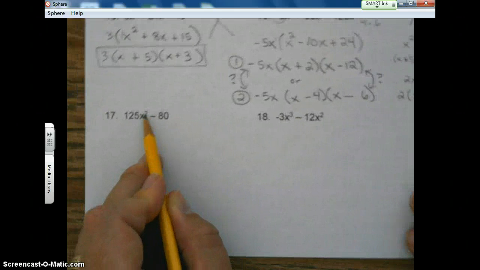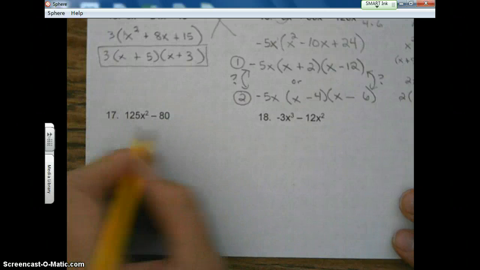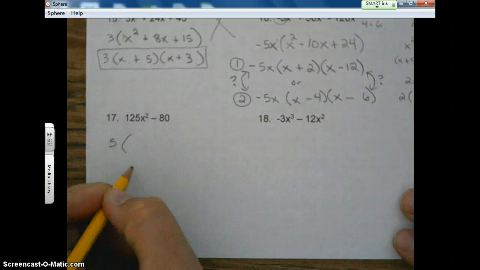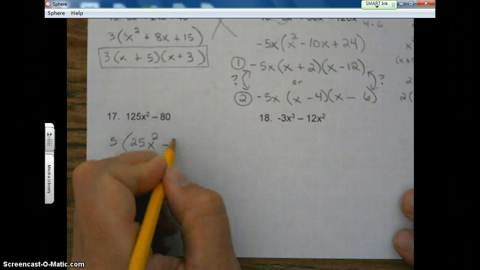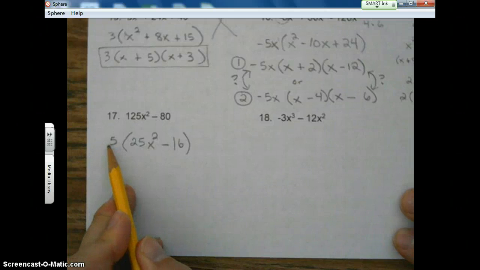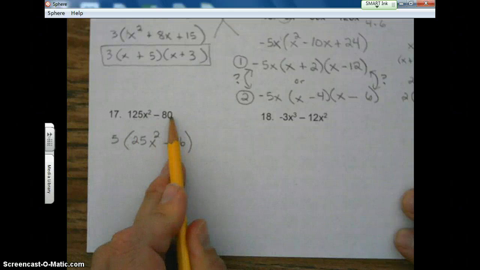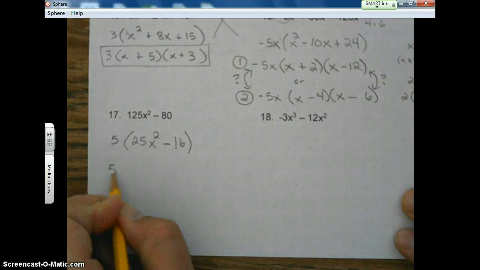Or, we could think, is there a number that I could factor out of both of these terms? Well, the one that comes to my mind first is a 5. 5 goes into 125, 25 times. 5 goes into 80, 16 times. Any bells going off at this point? Because this is not factored completely. Yes, we did find a factor of this binomial, and it is 5. But is this factored completely? What can we do here?